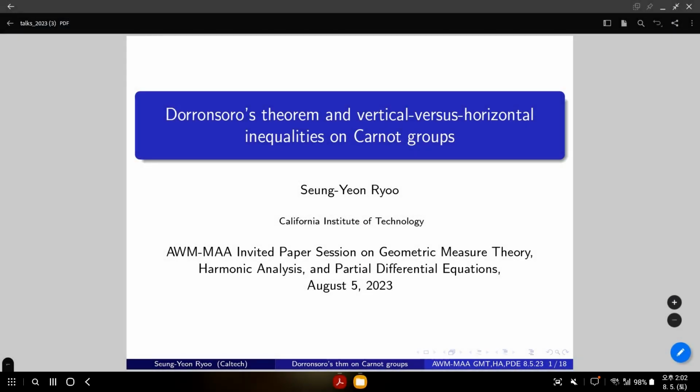My talk is about a theorem of Dorronsoro and how it implies, and I will explain later what it means, but it gives us things called vertical versus horizontal inequalities on Carnot groups.